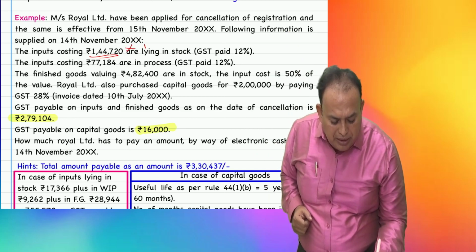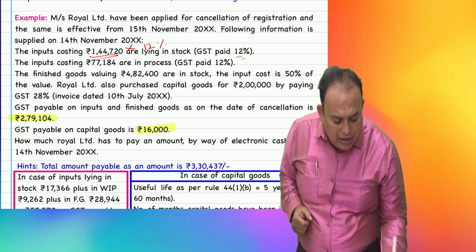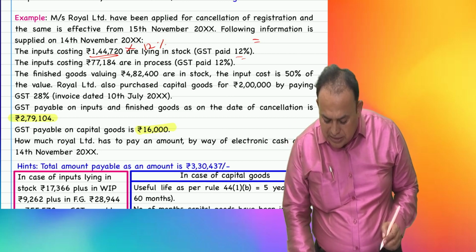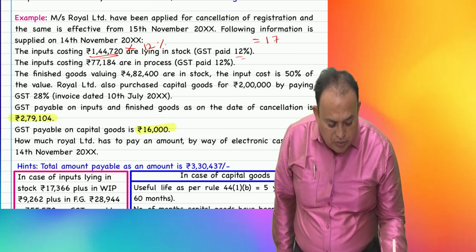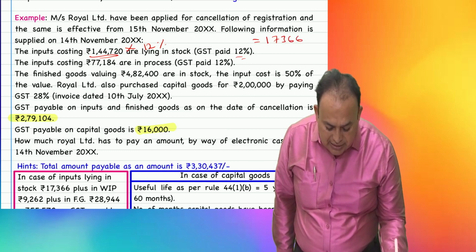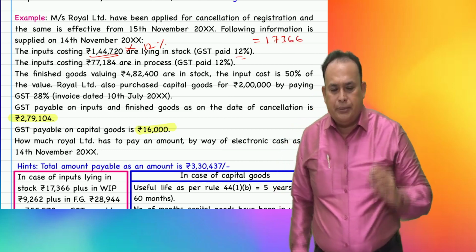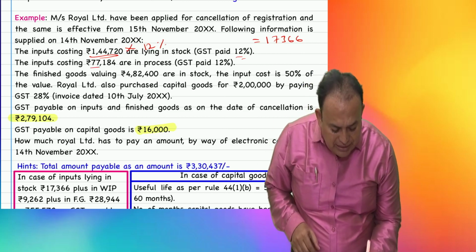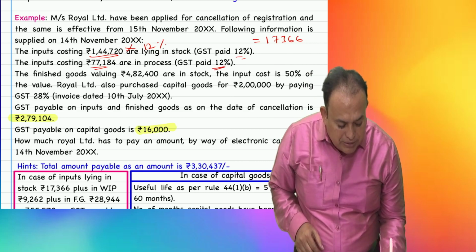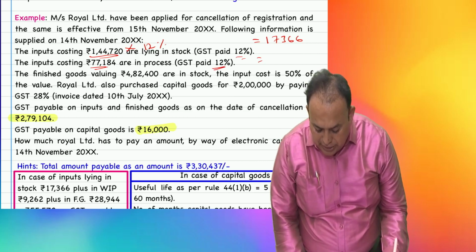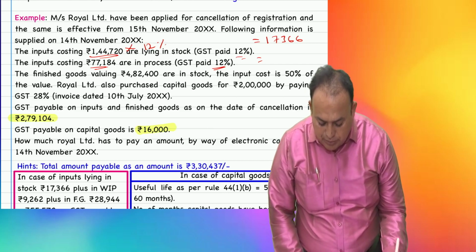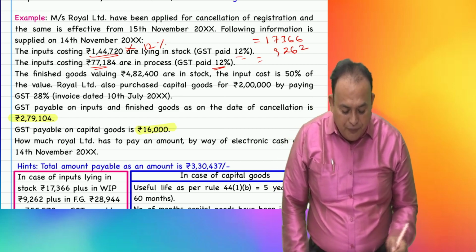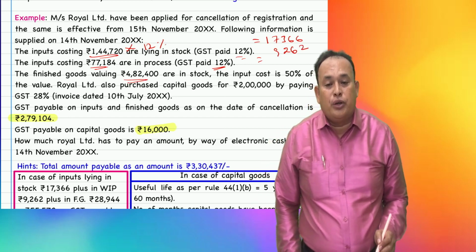In that case, simple, apply 1,44,720 multiplied by 12% GST. How much GST comes? 1,44,720 multiplied by 12% is 17,366; 40 paise is below 50 paise, so leave it. Thereafter, work in progress: 77,184 multiplied by 12% comes to 9,262.